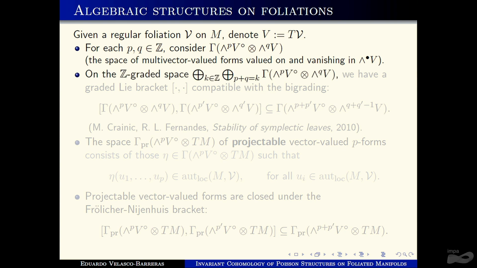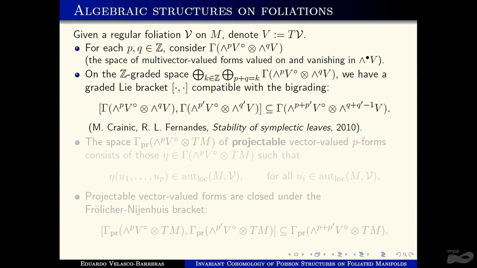If we consider this graded space, if we take the sum over all p and q, here we have a natural grading given in this way: for each k, the space of degree k is this sum. So here we have a graded Lie bracket, which is compatible with the bigrading in the sense that if we take the Lie bracket of an element of bidegree (p, q) with an element of bidegree (p', q'), the resulting element has bidegree (p plus p', q plus q' minus 1). And it has bidegree (0, minus 1), but it's a graded Lie bracket.